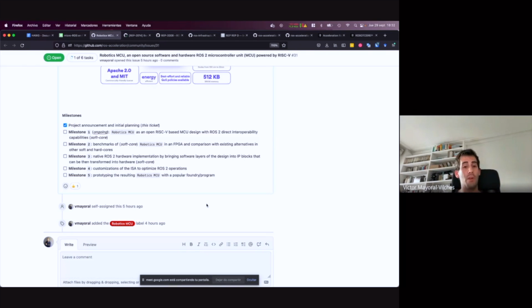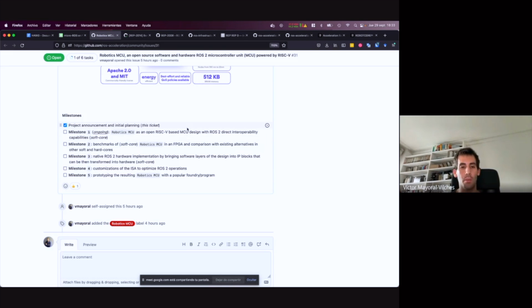That's going to be the first milestone. Once we achieve that, we will benchmark that against existing ROS2 solutions for enabling microcontrollers, namely micro-ROS. And we will do so by running micro-ROS in soft cores as well as in hard cores. So essentially, we will run micro-ROS in physical chips as well as in soft cores synthesized in an FPGA. And we, for our development, will be using FPGAs for iteratively improving the Robotics MCU.